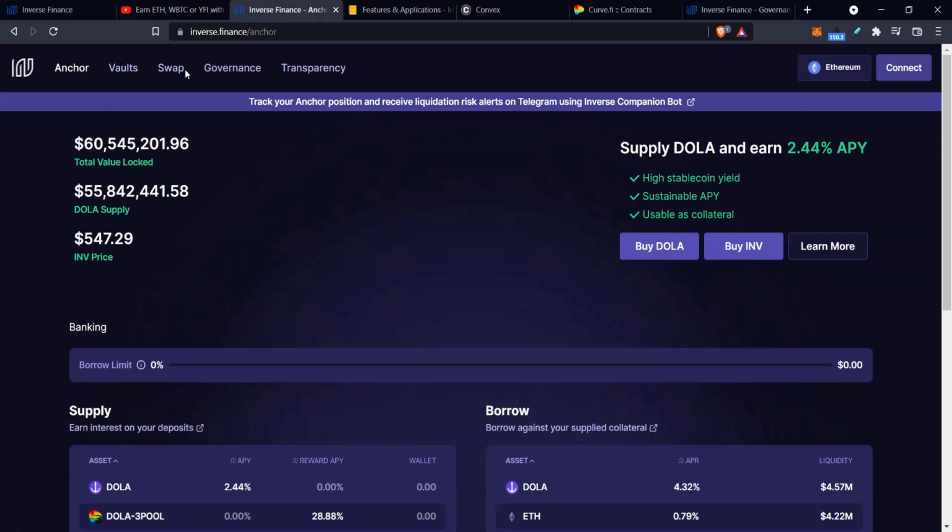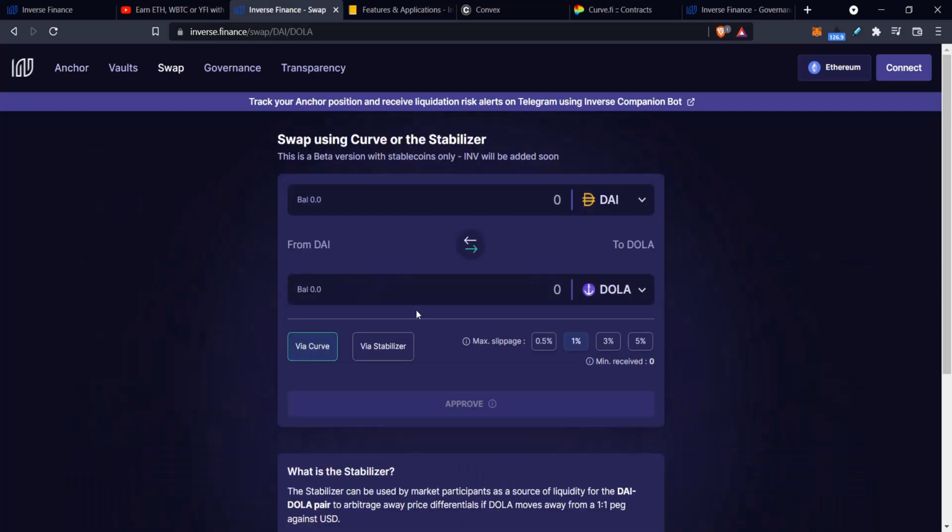So here are the three main products that they have, the three main things that you need to worry about. And then they have governance and this transparency thing that you can click on to see the different contracts and stuff like that. So let's start with the easiest one, and this is the swap. Now, what is the swap? You have two choices to swap.